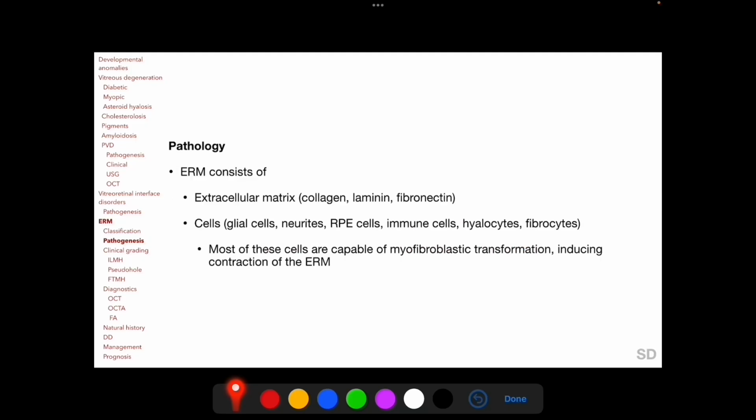An epiretinal membrane consists of an extracellular matrix containing collagen, laminin, fibronectin, and other extracellular matrix molecules, and cells, chiefly retinal glial cells, but also other kinds of cells such as hyalocytes and immune cells, and most of these cells are capable of myofibroblastic transformation, inducing contraction of the epiretinal membrane. We have discussed myofibroblastic transformation in the session on proliferative vitreoretinopathy.